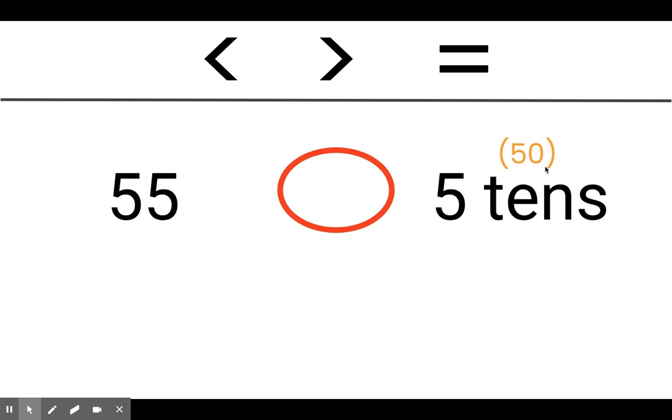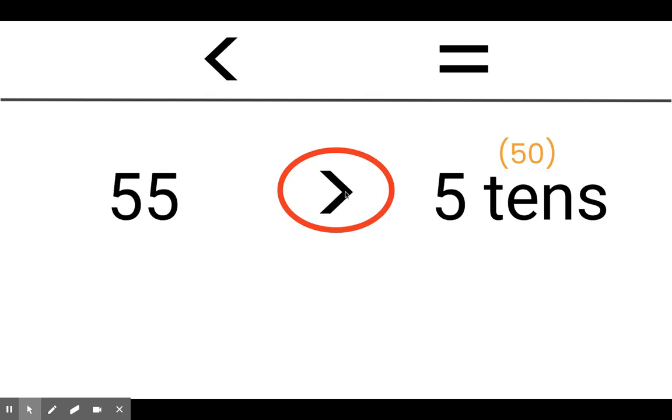On your whiteboard, I want you to draw the math symbol that would go in this oval to compare these two numbers. Would we say 55 is less than 50? 55 is greater than 50, or 5 tens? Or would we say 55 is equal to 5 tens or 50? Which symbol would you use? Write it on your whiteboard. If you need more time, press pause.